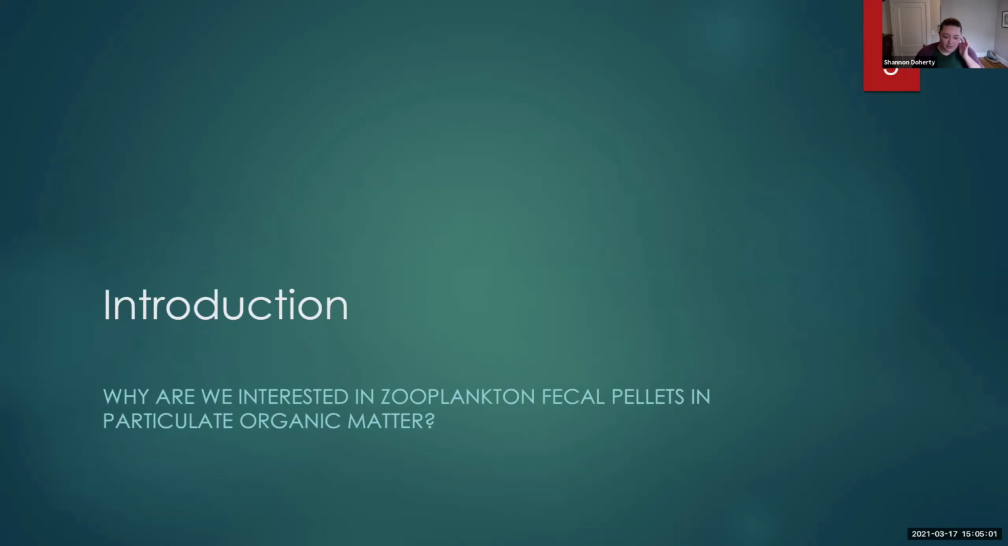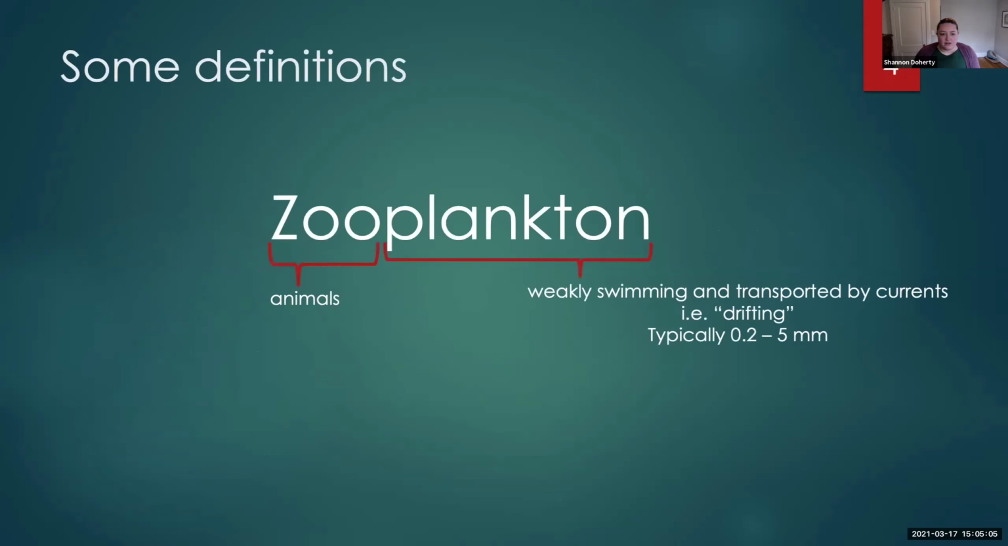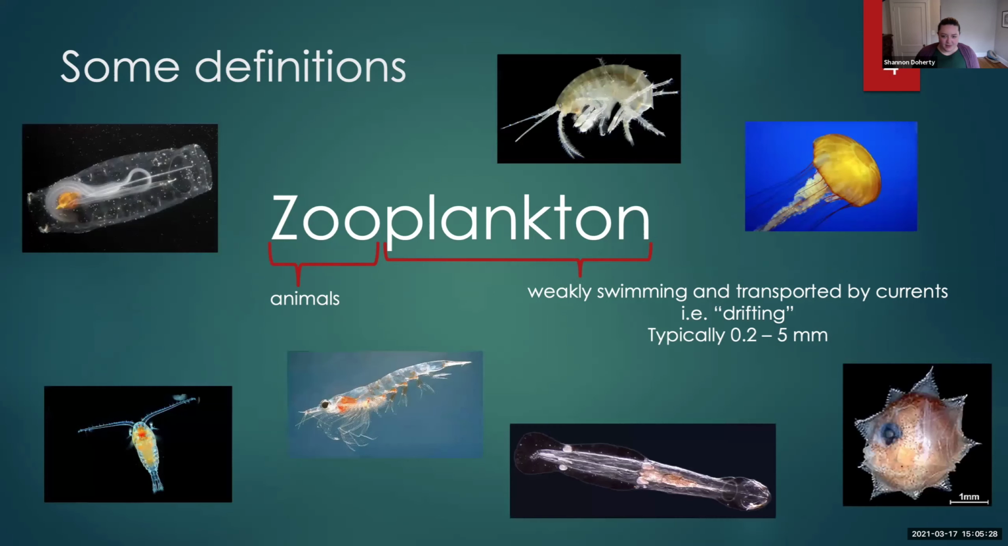So to begin, why are we interested in zooplankton fecal pellets in particulate organic matter? To start, I'm going to go over some definitions, and the first is zooplankton, which are really central to this talk. So zooplankton are animals that are weakly swimming and therefore transported by currents or drifting, and they're typically 0.2 to 5 millimeters. There are a lot of zooplankton outside of that size range, but that's the majority of what we're looking at. And here are some examples of zooplankton.